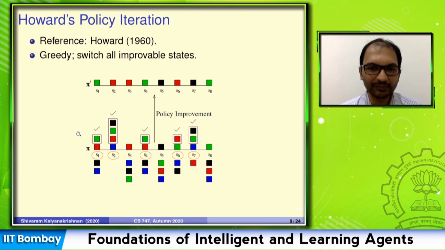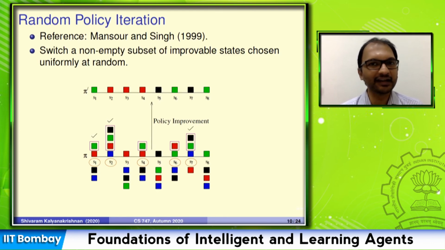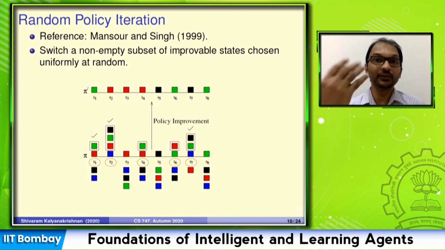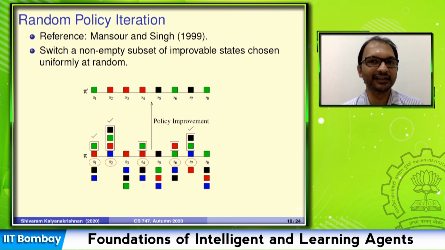So here, if there are 5 improvable states, you can see that S1 has become green, S2 has become red, S4 has become green, S6 has become red, and S7 has become black. The other states stay fixed. But this is not the only rule that is applied. Much later, in the late 90s, Mansour and Singh came up with a random policy iteration algorithm where the switching strategy is randomized. For the same policy pi, the pi prime that you reach will be random. There are multiple possible pi primes that you can reach with different probabilities. For example, from this pi, one of the pi primes you could get is by switching S1, S2, and S7, leaving out S4 and S6.